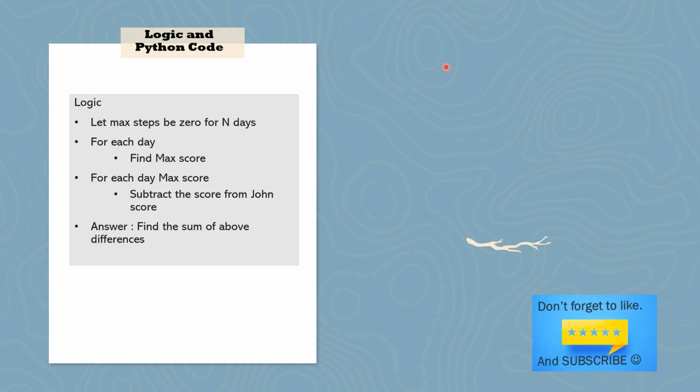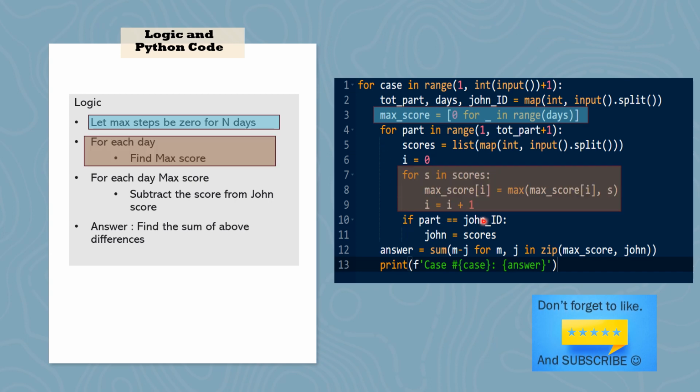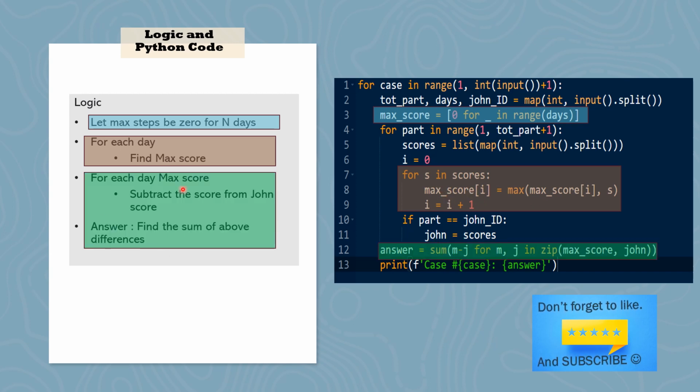So to help you understand this, let me show you the Python code as well. First we need to define the maximum steps, which is 0 at the beginning, for n number of days. Then we find the maximum score when we are reading the next m lines, the total participant lines. For every line we find the maximum score, and we keep updating this maximum score list. After that we subtract, m minus j, where m is the maximum score and j is John's score. If the participant ID is equal to John's ID in the previous loop, we can directly create one more list for John and subtract it. That's all. Then you'll get the answer.